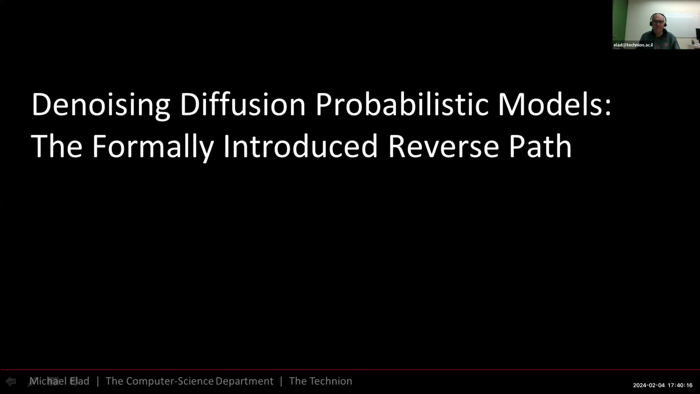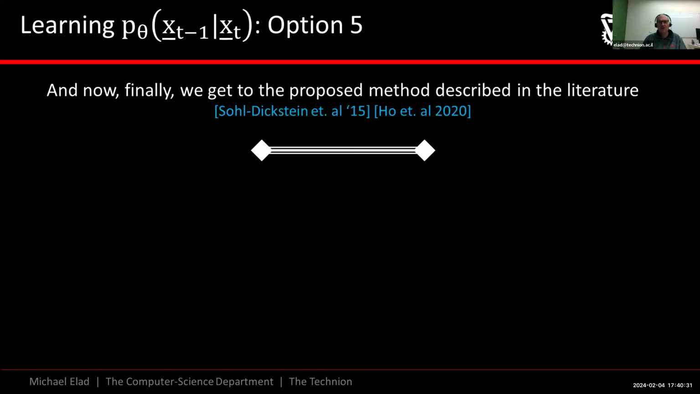Okay, we proceed and move now to present the formal approach for designing the reverse path. This is the approach that was promoted in the paper I mentioned at the beginning by Sohl-Dickstein. It's also the method that leads to the DDPM as being practiced today. So it definitely has a justification to be presented, even though it's quite complicated. As you will see, after a lot of fuss, it comes back to something that resembles very much option number 3 that we had.